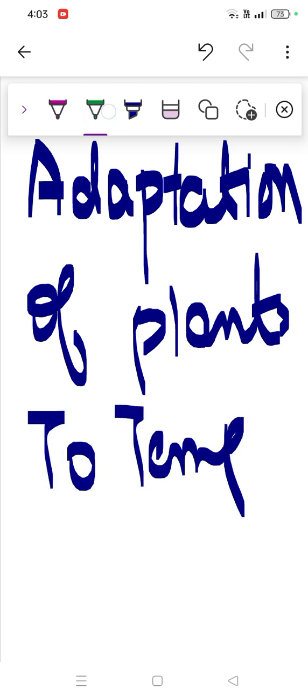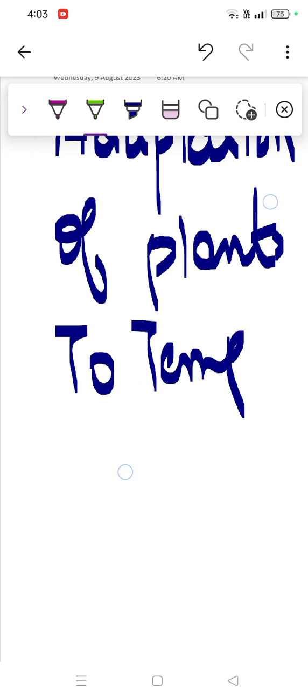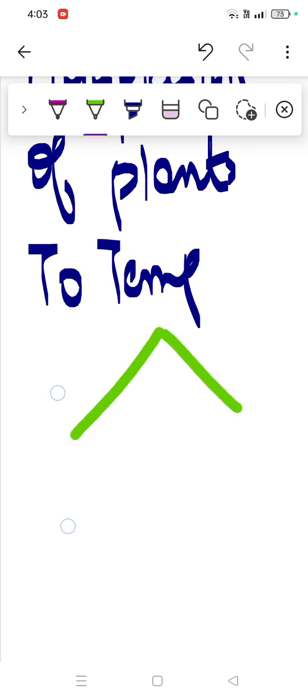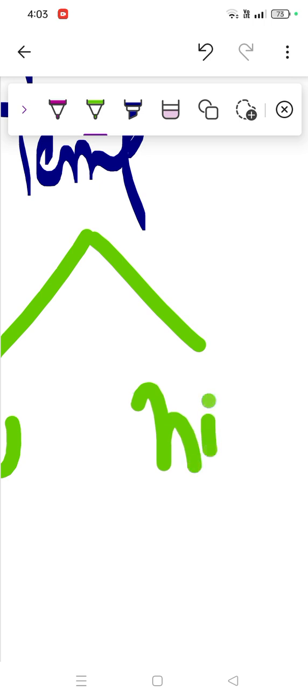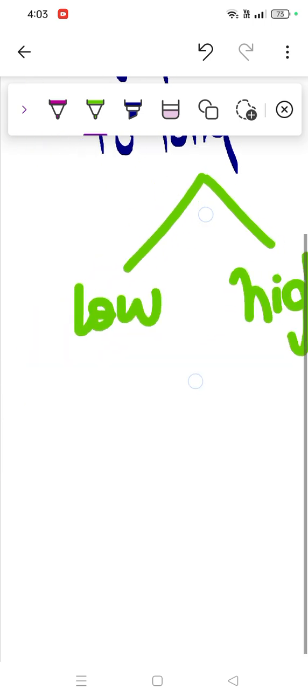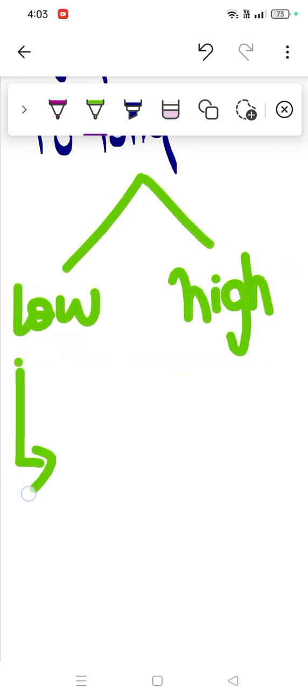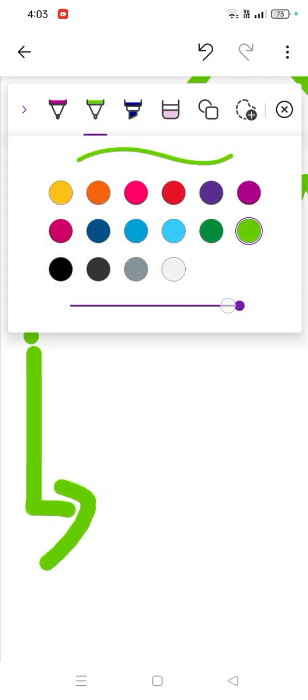So for plant categories, we have two kinds of temperature. The first one you'll see is low, the second one you'll see is high. So let's start with the low one. What does this mean? What's written here?